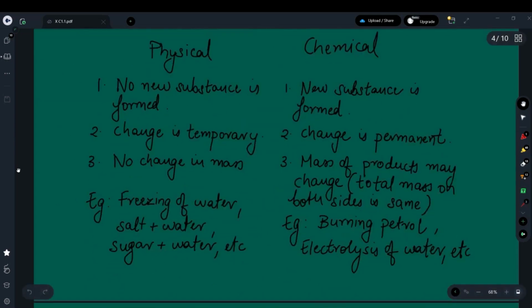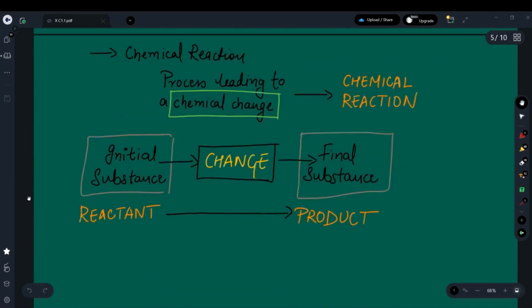Therefore, what is a physical change? Physical change is where no new substance is formed. Change is temporary. There is no change in mass. What is a chemical change? New substance is formed. Change is permanent. And mass of product may change depending on what we are actually looking at. This third point we'll be discussing in detail when we come to the actual chemical reaction. All right. So in today's class, we'll be learning how to write chemical reactions.